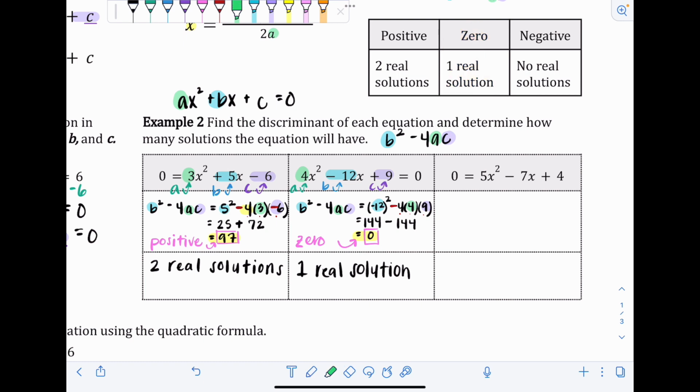So we'll find a, b, and c. A is the coefficient of x squared, so in this case it would be 5. B is the coefficient of x, so in this case negative 7. And then c is the constant, so it would be 4 for this one.